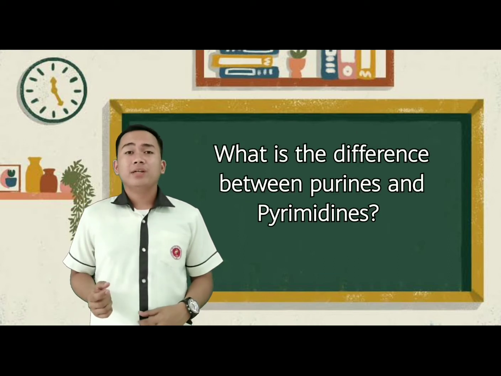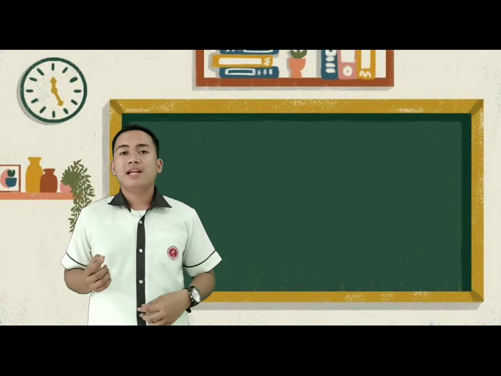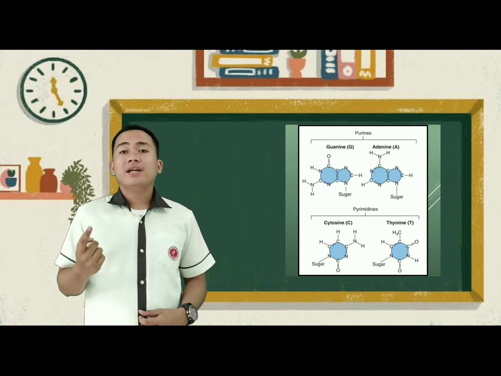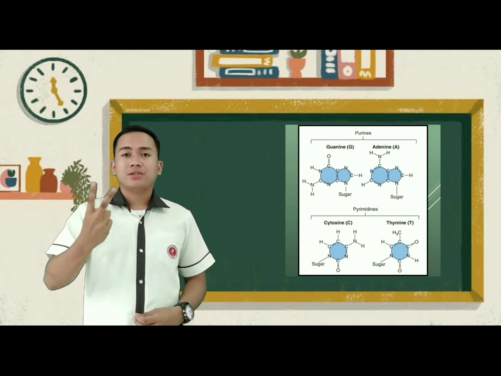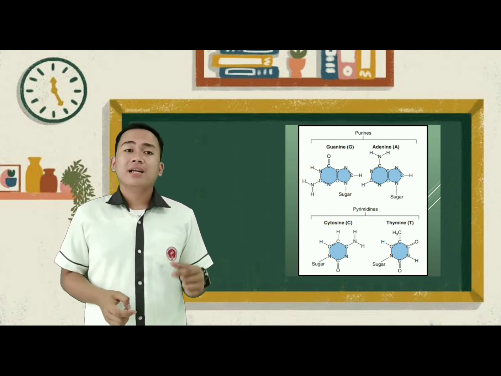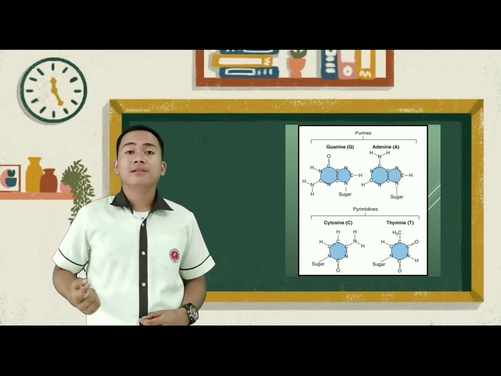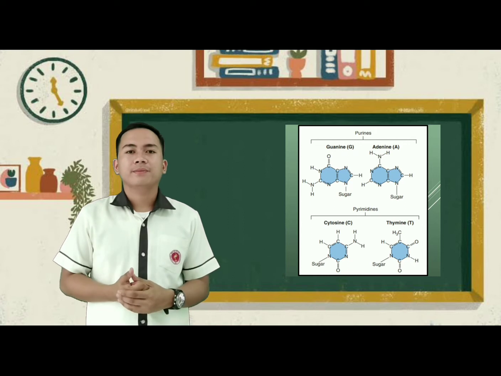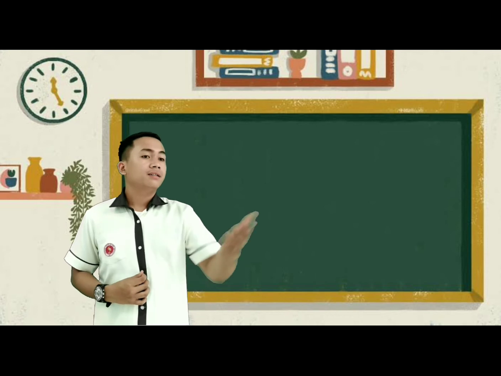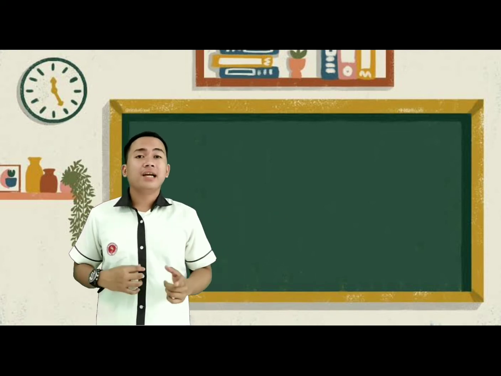What do you think is the difference between purines and pyrimidines? Okay, you don't have any idea. Adenine and guanine are considered purines because they have a two-ring structure, while cytosine and thymine are considered pyrimidines because they have only one ring structure. Is that clear? Okay, very good. What do you call the single building block of DNA? Okay, Erica. Very good. Nucleotide.